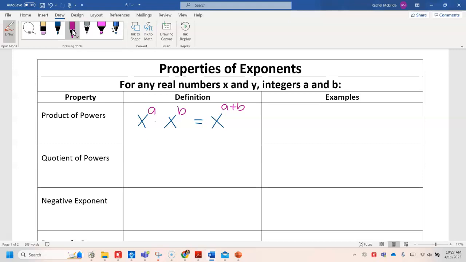So, for example, if I had 3 cubed times 3 squared, that becomes 3 to the 3 plus 2, or 3 to the 5th. If I had p to the 4th times p to the 2nd, that becomes p to the 6th.